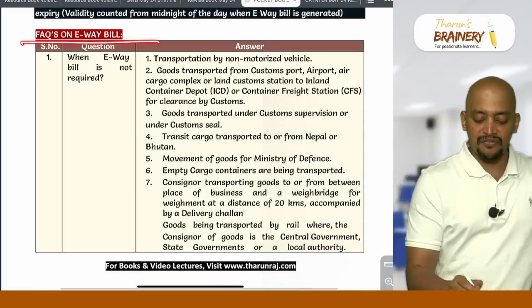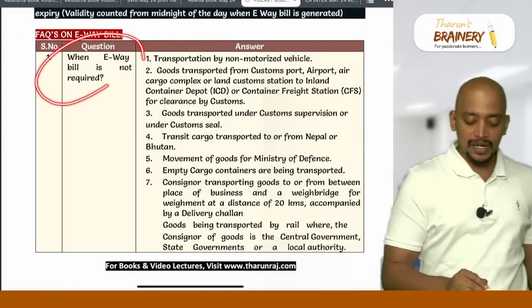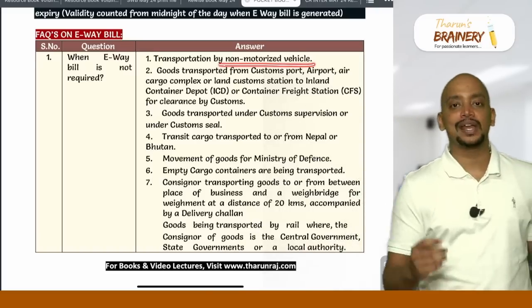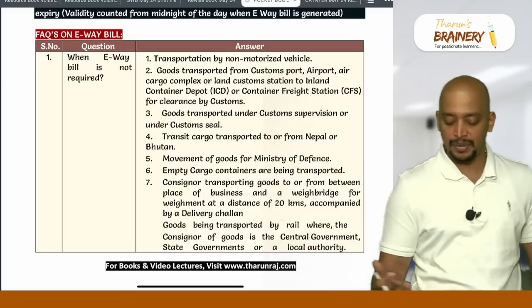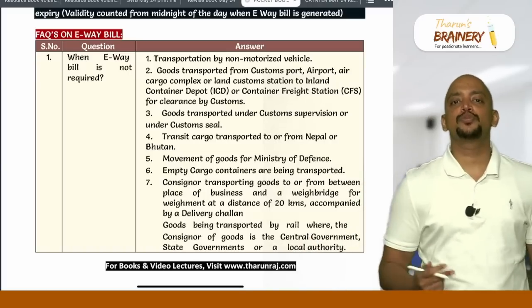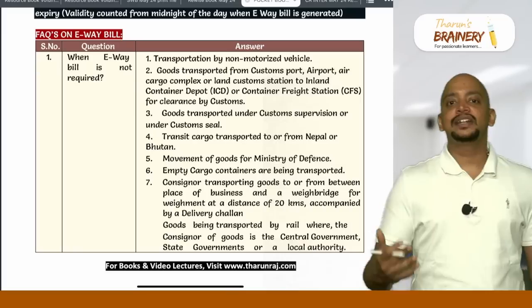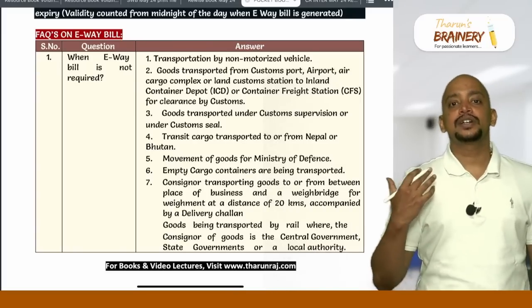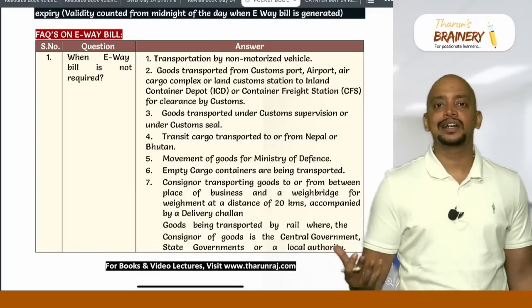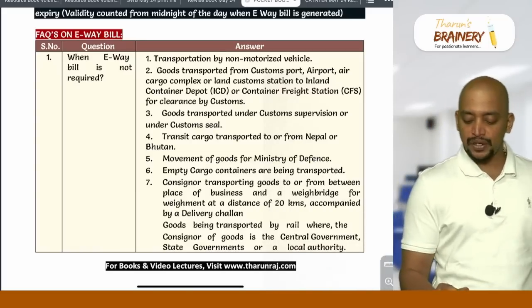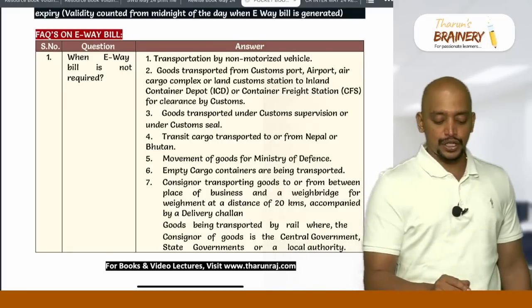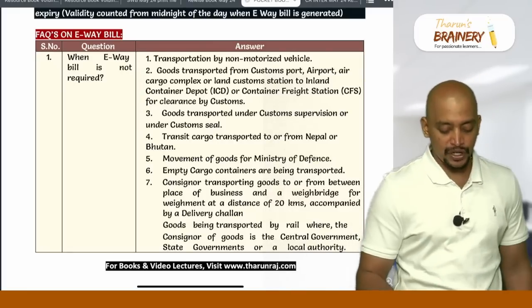So we have some FAQs on e-way bill. When is an e-way bill not required? If we transport the goods through a non-motorized vehicle, such as a bullock cart or horse cart, an e-way bill is not required. If the goods are transported between customs places, that is between the airport, port, land customs station, container freight station, inland container depot or customs warehouse, then because the goods are under the supervision of the customs officer, they do not require an e-way bill. That is the second and third point.